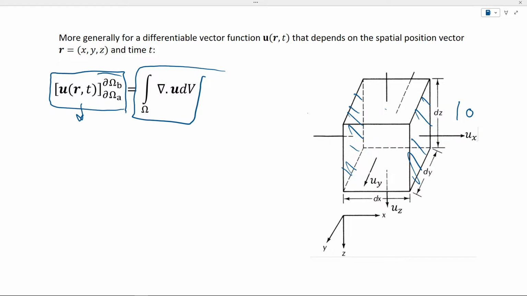So let me do another example. Let's say 10 is entering and 10 is leaving. The change in storage here would be 0. And this term is called the divergence. Your divergence will be equal to 0, and that would describe the steady state.